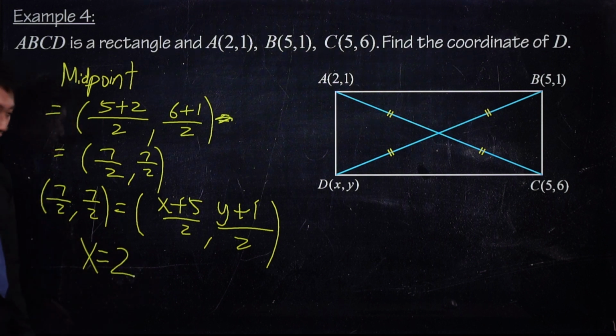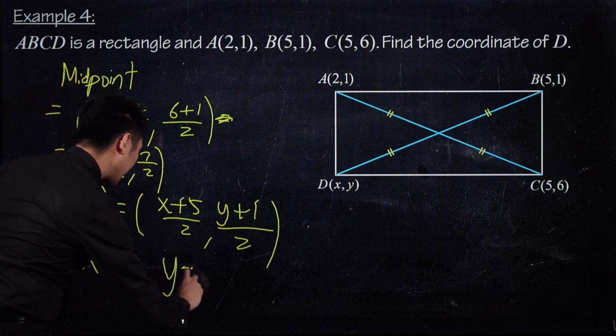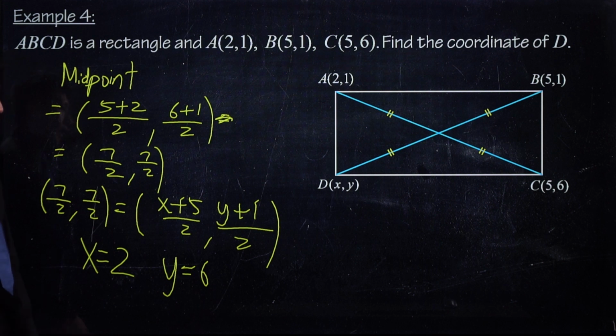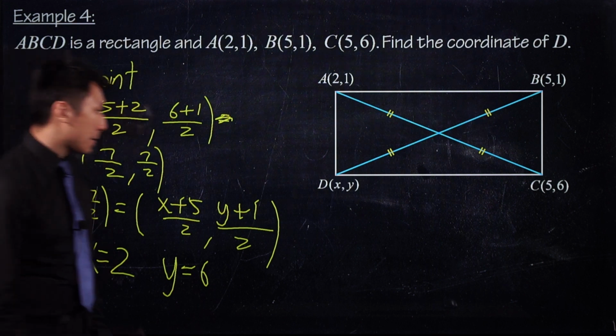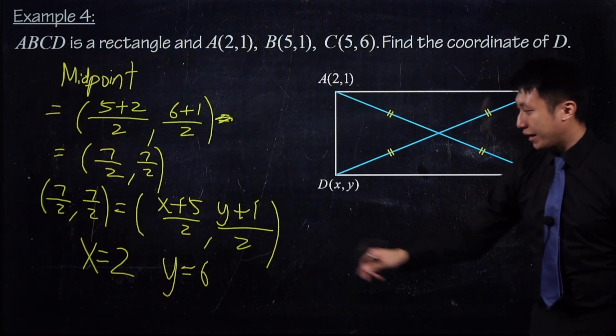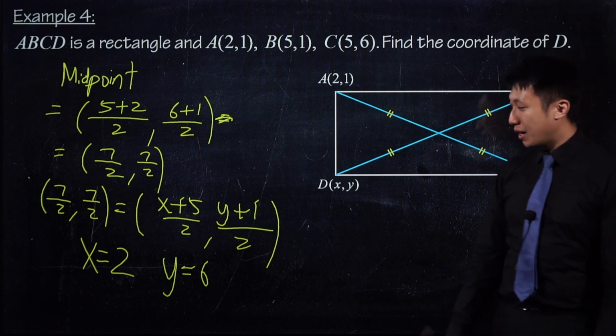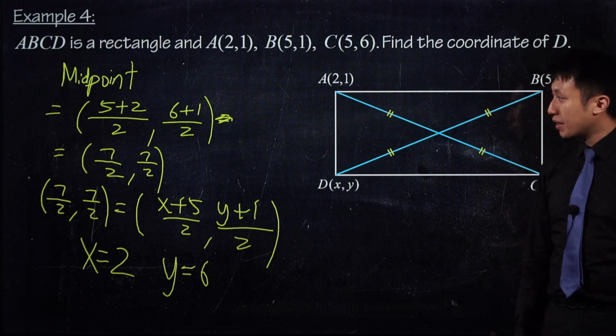You see, correct or not? 2 plus 5 is 7. 7 over 2 is 7 over 2. Okay, no problem. And if you look at this one and compare, you know Y is equal to 6. So Y is equal to 6, and that's it. Then you get X is equal to 2, Y is equal to 6.